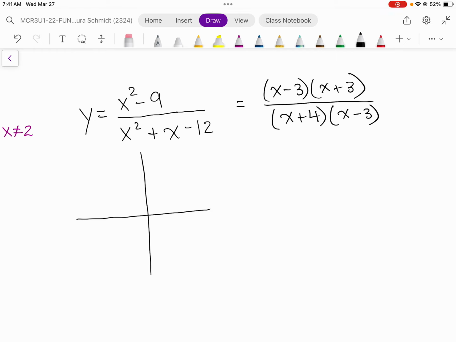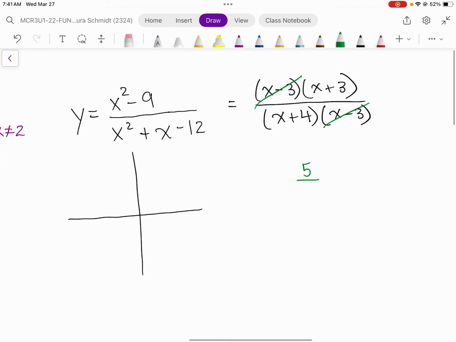And then I would see that my numerator and my denominator have a factor in common. X minus 3 can be divided by the top and the bottom. So if I divide the top by x minus 3, that's gone. If I divide the bottom by x minus 3, that's gone. It's kind of like you're just reducing a fraction. If I was going to reduce 5 over 10, I would divide the top by 5 and the bottom by 5, leaving 1 over 2. That's kind of like what we're doing here. We're just dividing the top and bottom by x minus 3. So that leaves the function x plus 3 over x plus 4.